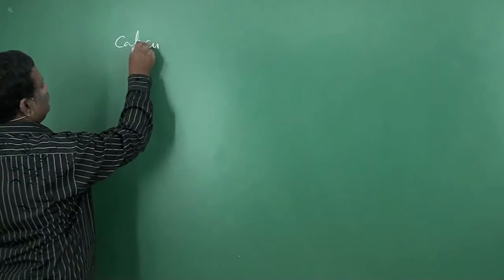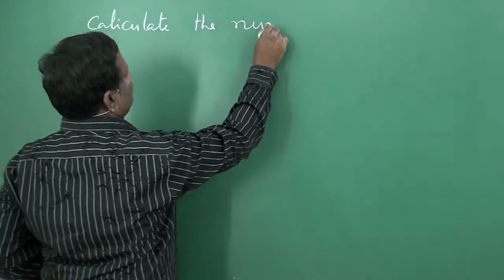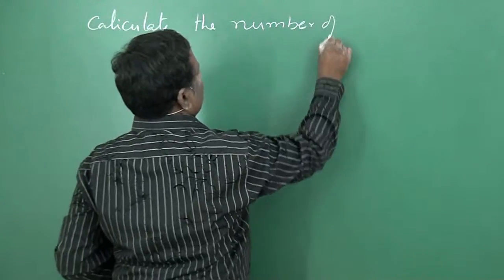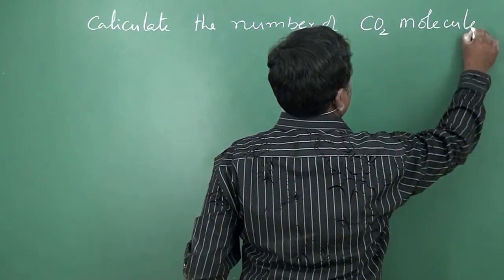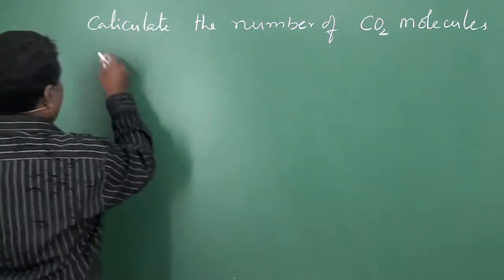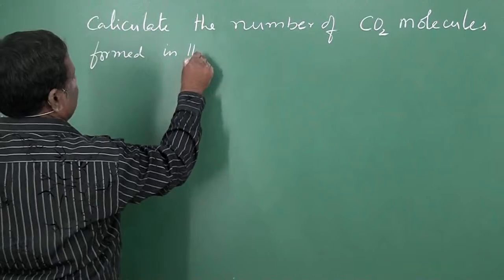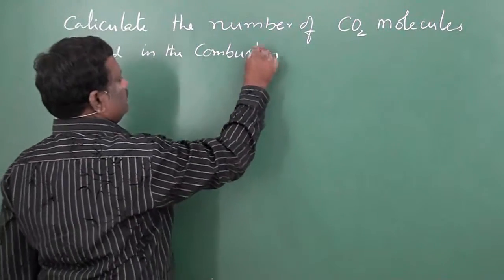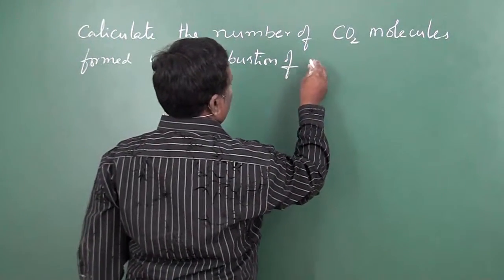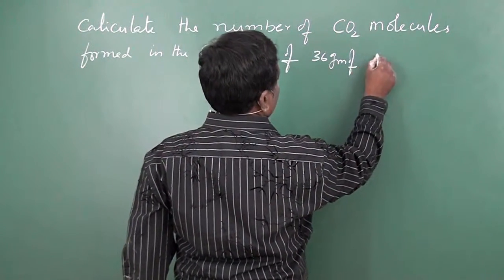Let us do some other problem. Calculate the number of CO2 molecules formed in the combustion of 36 grams of carbon.